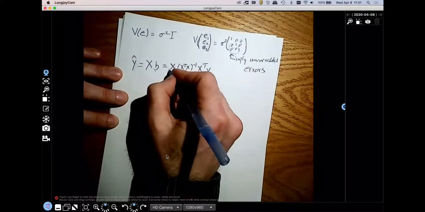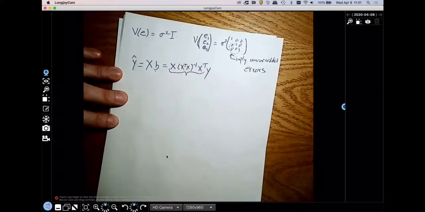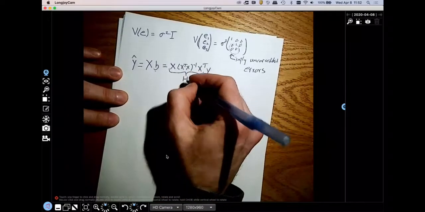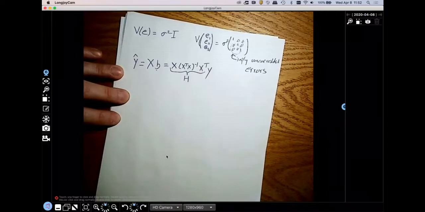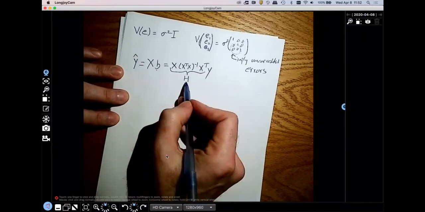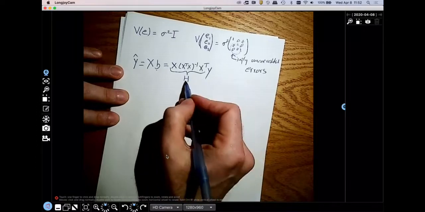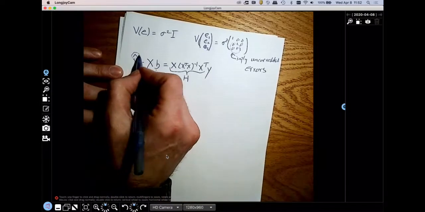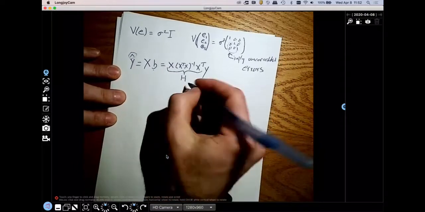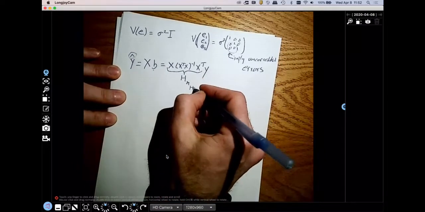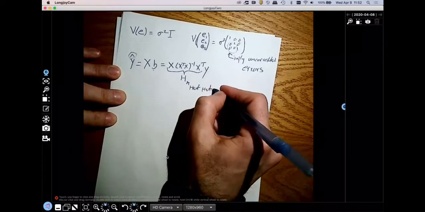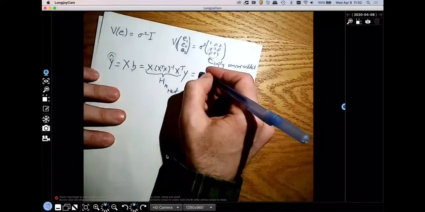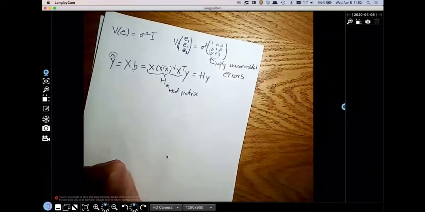Now, this quantity right here is a very famous matrix that we call the H matrix or the hat matrix. And the reason we call it the hat matrix is because when you multiply y by the hat matrix, it puts a hat on the y. So this is called our hat matrix. So it's really important to note that y hat is just h times y.